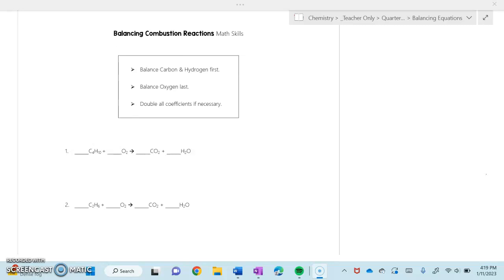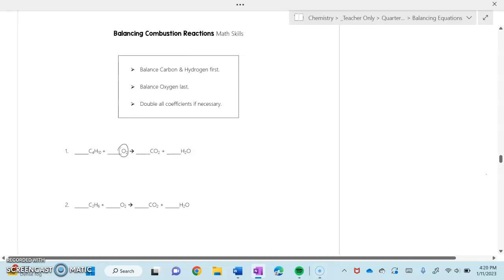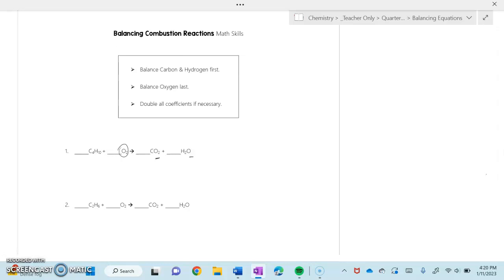So when we're balancing a combustion reaction, the process we want to take is first to balance carbon and hydrogen, and then lastly balance out the oxygen. The reason we do this is because the oxygen on the left side is only in one spot, but on the right side it's split. On our reactant side, it's going to have to be an even number, and sometimes it's an odd number when we're on the right side.